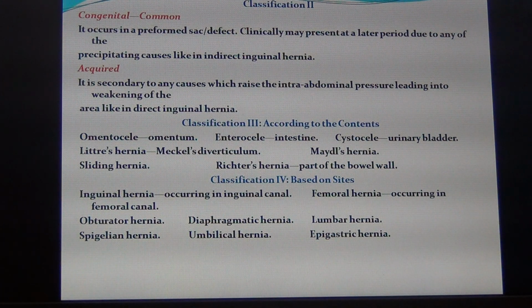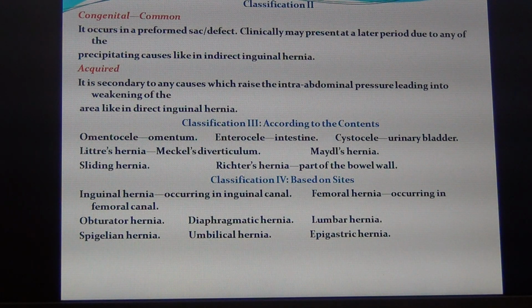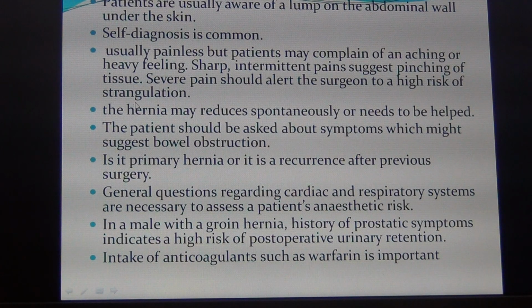Classification of hernia. Classification number 3 is according to the contents: omentocele, enterocele, cystocele, maybe Meckel's diverticulum, which is called Littre's hernia, and Maydl's hernia, sliding hernia, Richter's hernia, part of the bowel. Classification 4 is based on the sites: inguinal hernia, femoral hernia, diaphragmatic hernia, obturator, Spigelian, and so on.